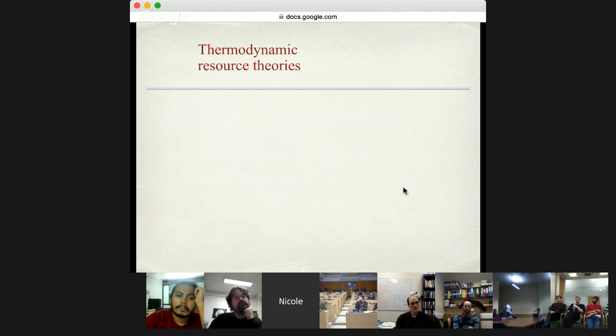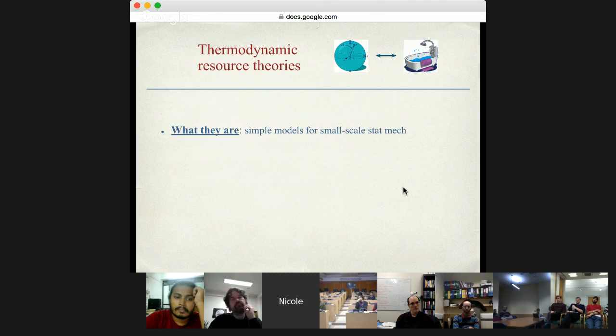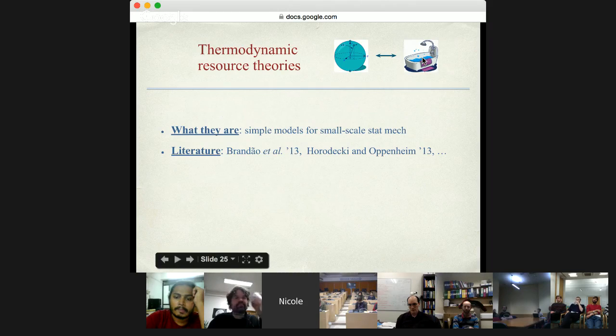There are many different resource theories. I'm going to focus on thermodynamic resource theories, which model interactions between a system and a bath. There have been many papers on the subject. These actually aren't quite the original papers. Those I would characterize more as by Janzing and others, and by Lieb and Yngvason. These are the papers I go back to the most.